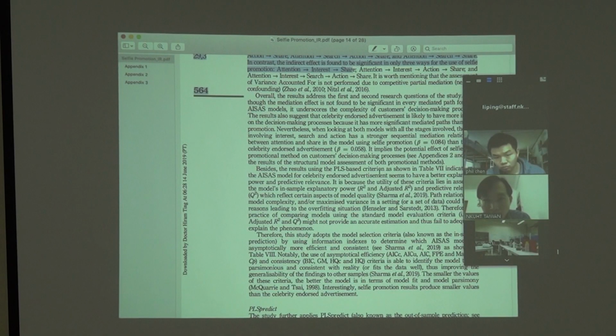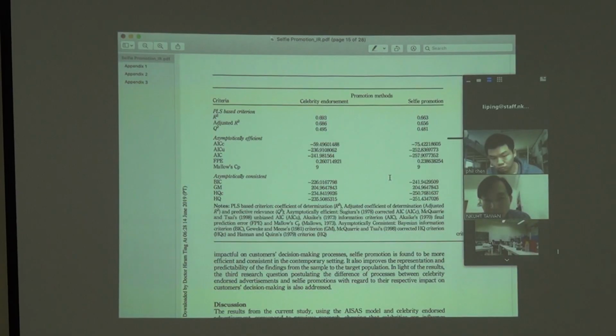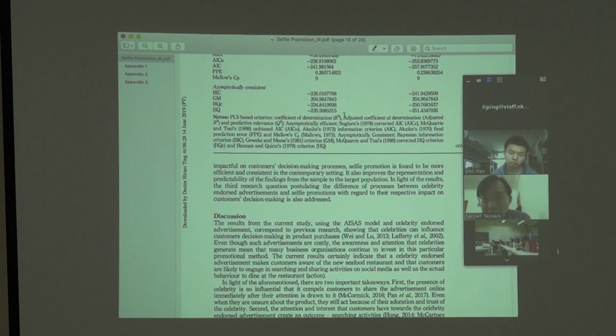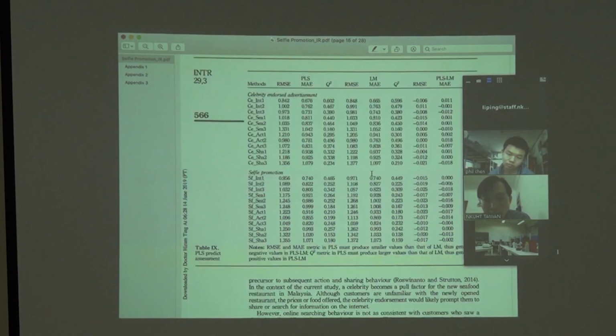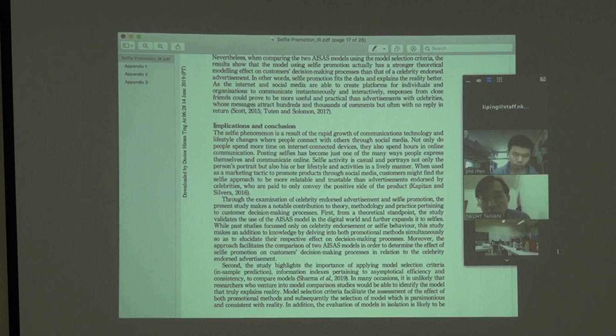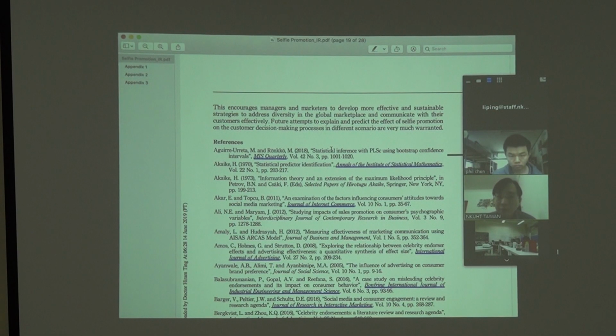These are the reporting and interpretation. After you report and interpret the result, then you do discussion. Discussion is where you explain why. Then conclude with implication and conclusion. So this is what you should do in your thesis.